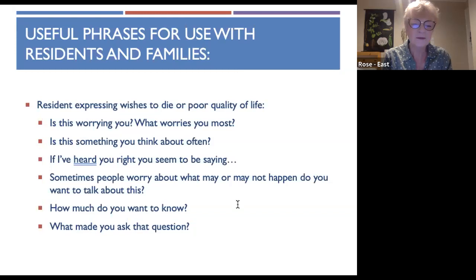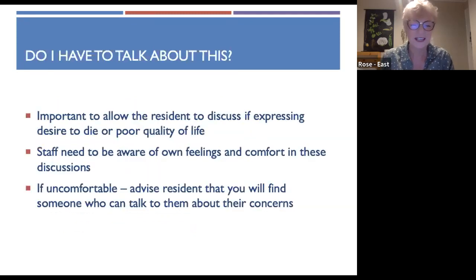These are some of the phrases that you can use when you're talking to the resident and the family. How much do you want to know? It's a fair question. Checking back, if I've heard you right, you seem to be saying... If they're talking about death, is it something you think about often? Those kinds of questions. Again, take a screenshot or pause the video.